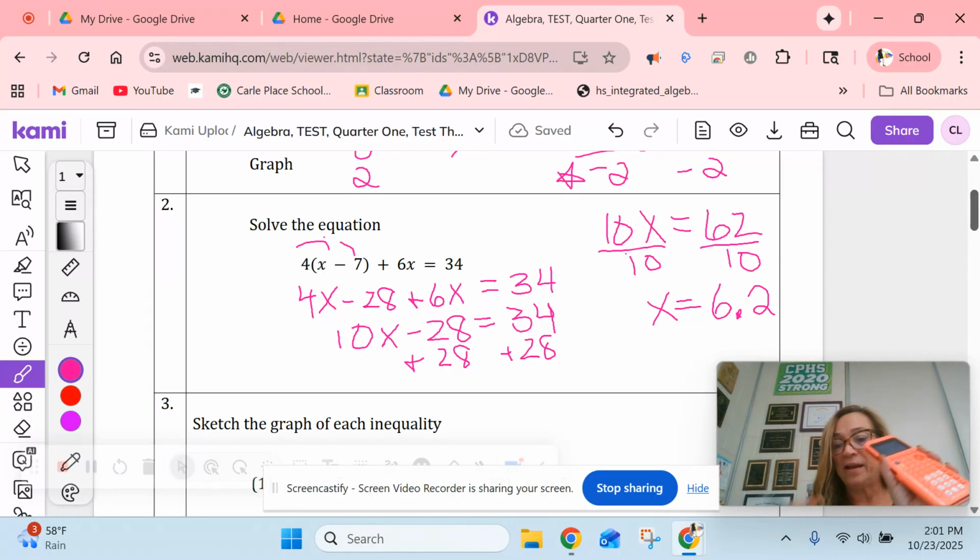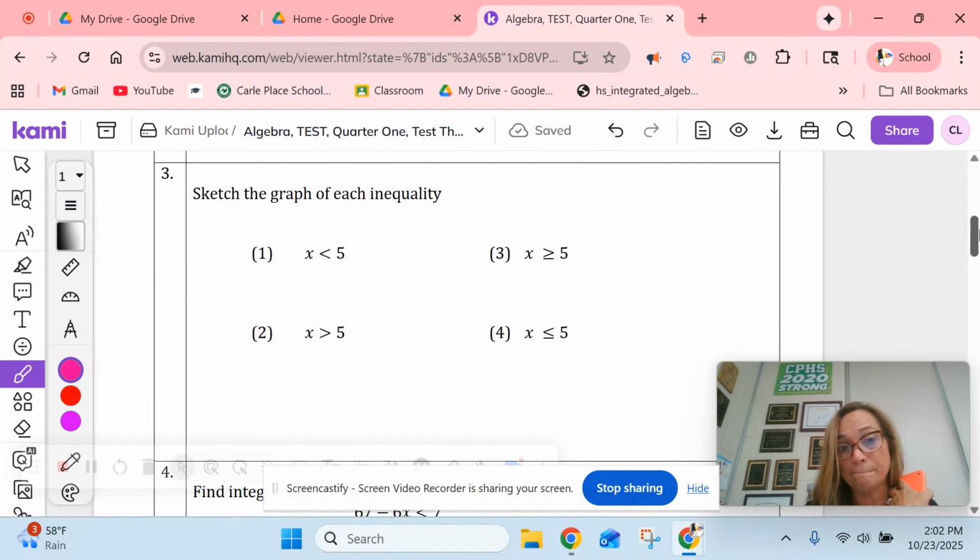Okay? Remember now, you can use the store button on the calculator to check that. You store 6.2 as x, you type in the expression, and make sure you get a 34. Check your work.